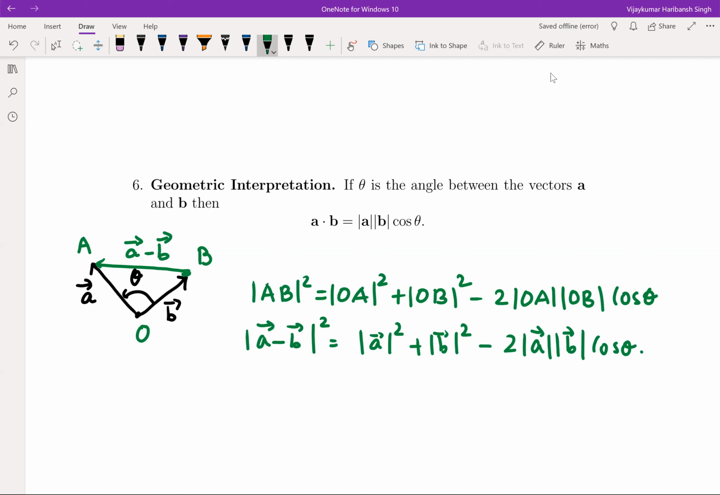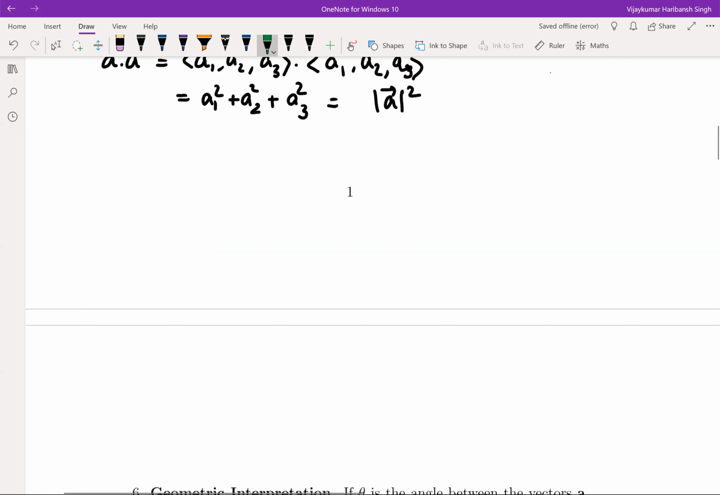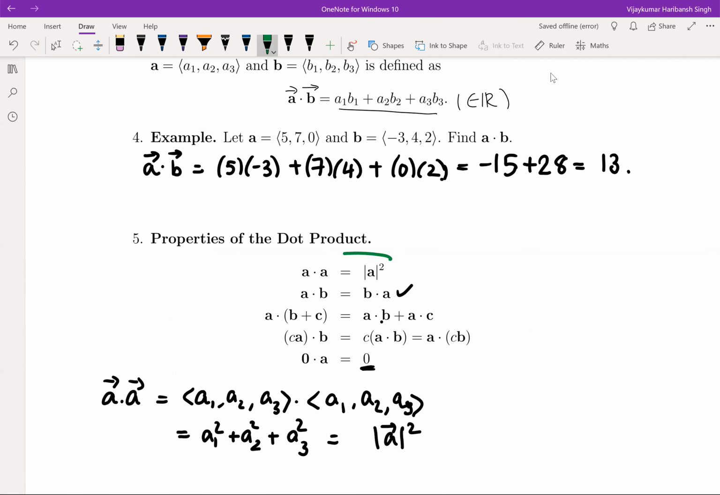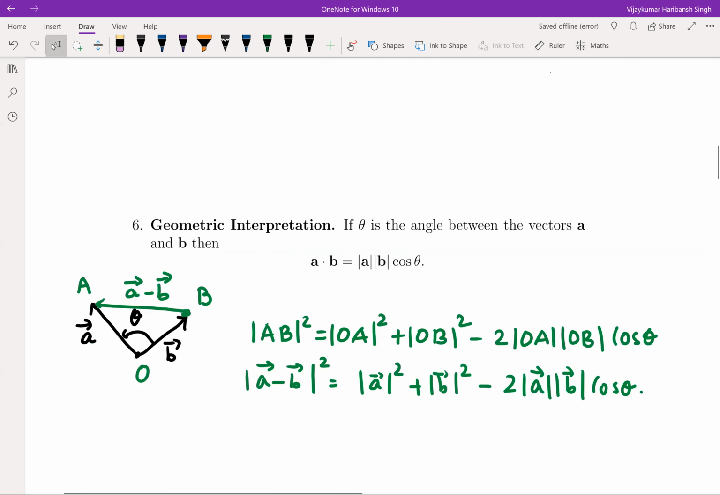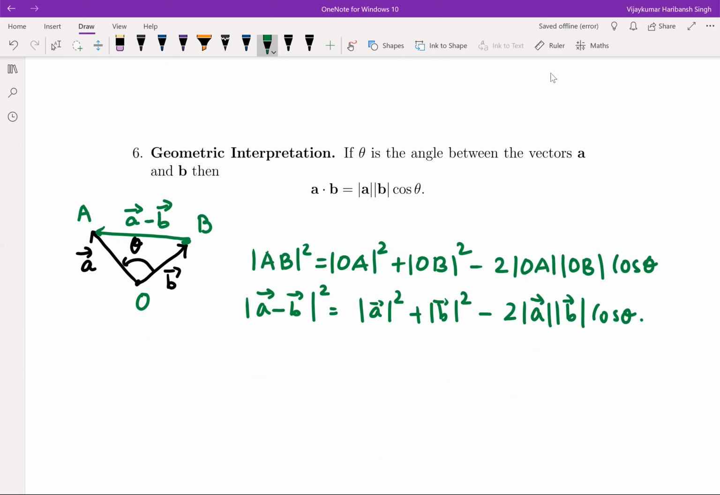Now, what is the length of vector A minus vector B, the whole square? We already have that. Length of A square is A dot A. So let's work it out. The left-hand side is A minus B dot A minus B.